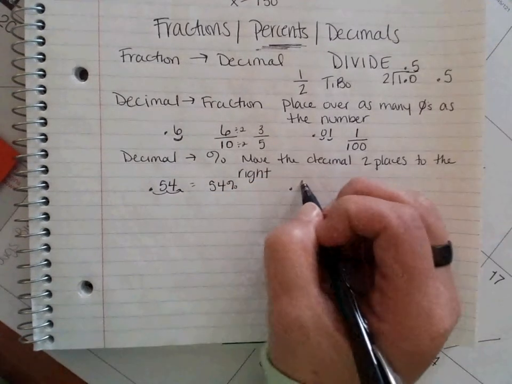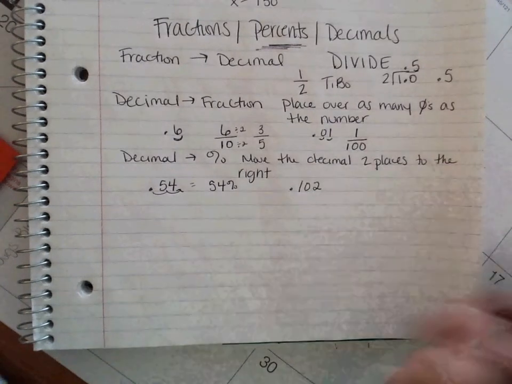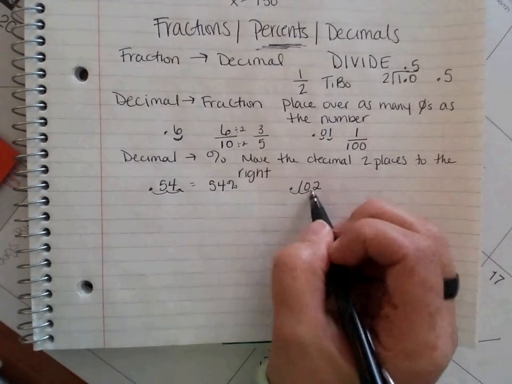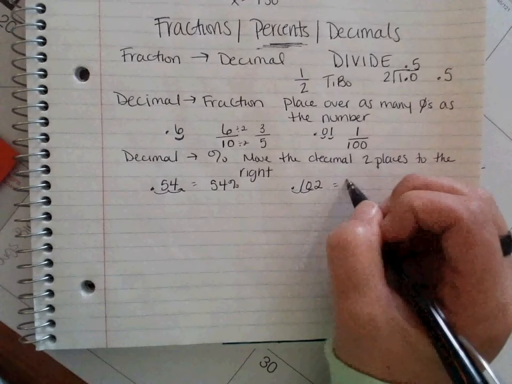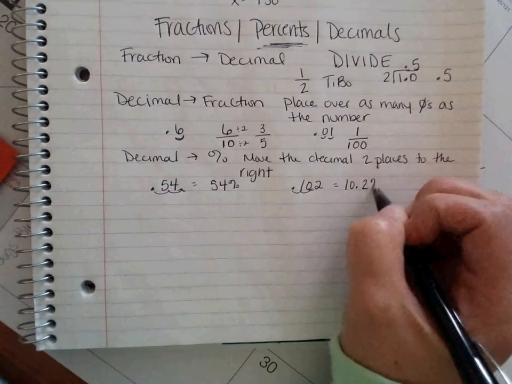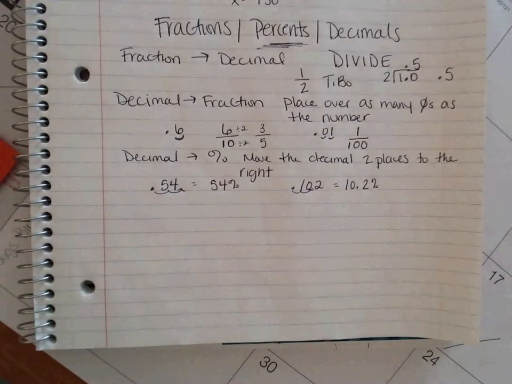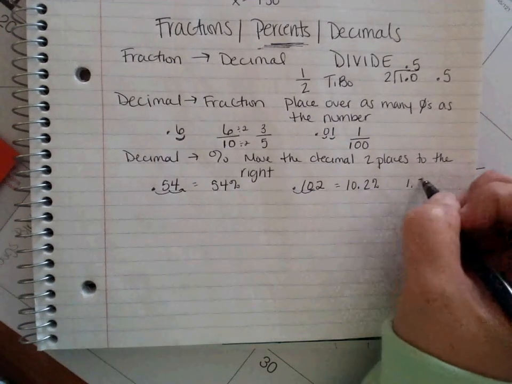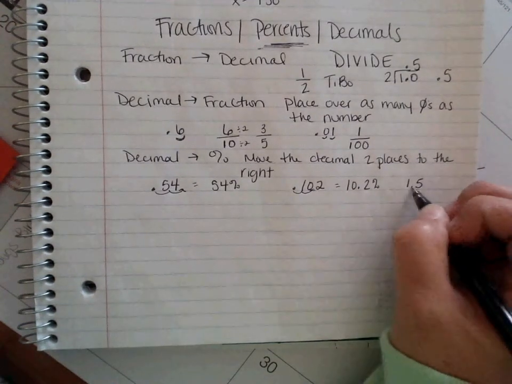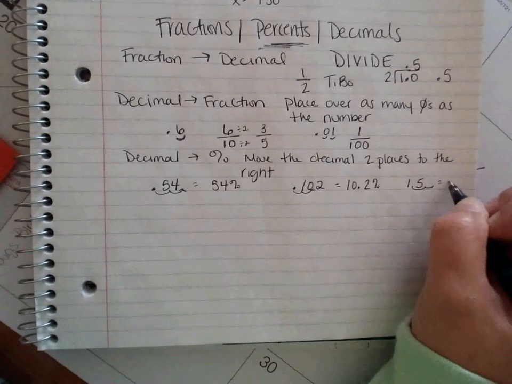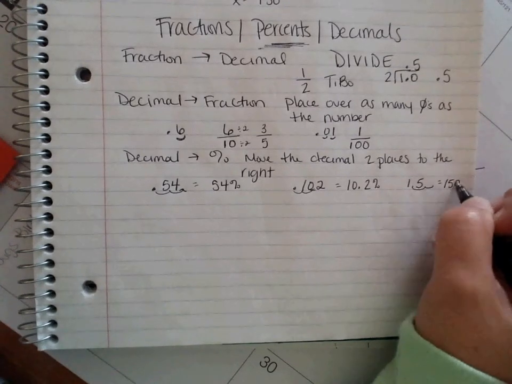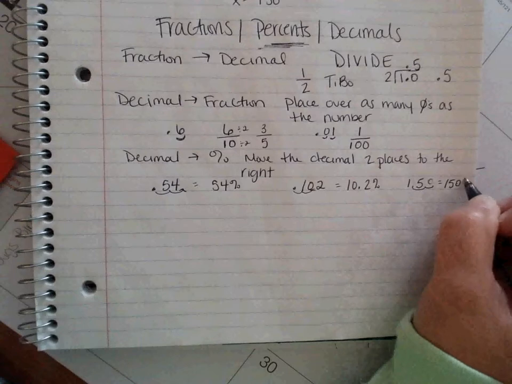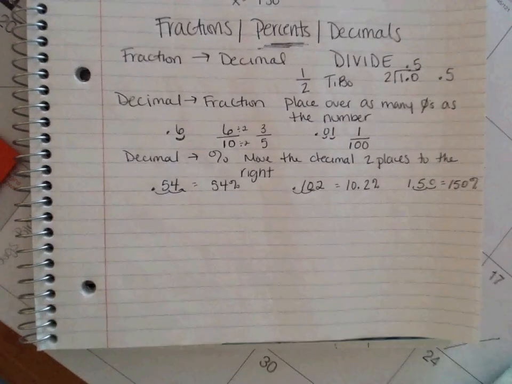So if I give you 0.102, I'm going to move it still 2 places, 1, 2, leaving me with 10.2%. If I give you 1.5, I'm going to move it 2 places, 1, 2, leaving me with 150, because I got to put a 0 here, percent.